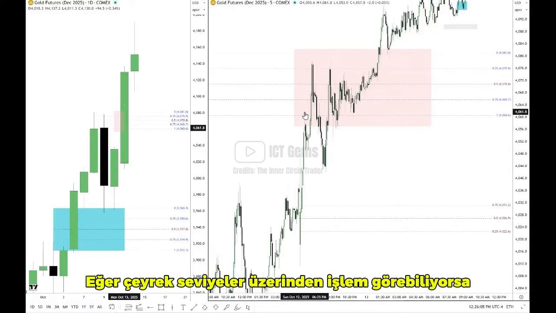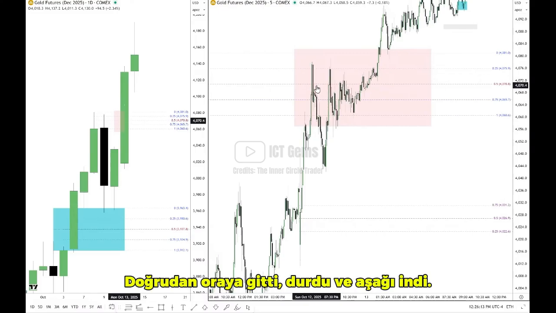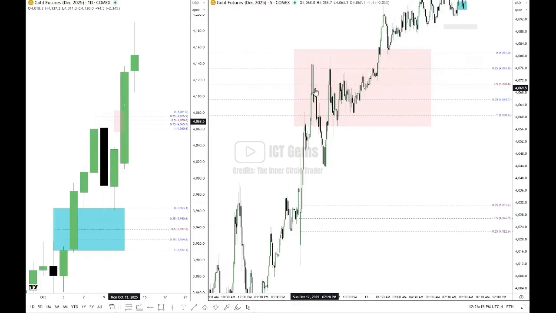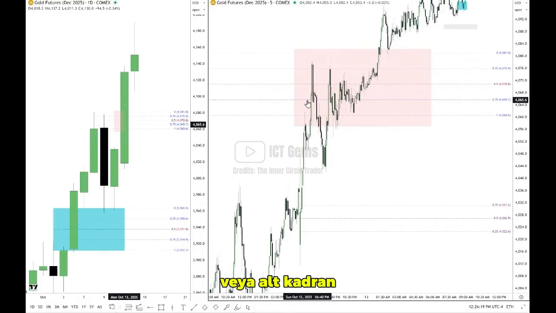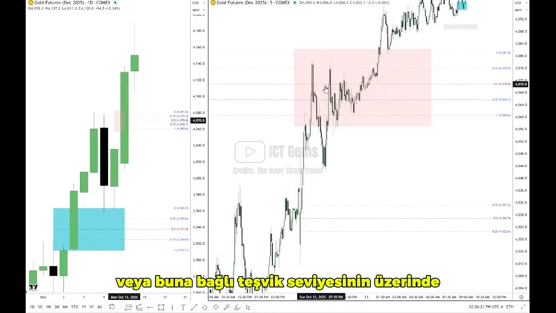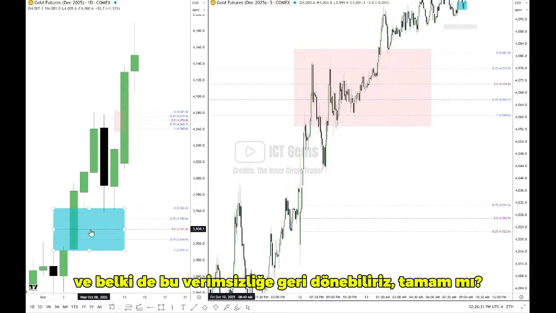Here's the tip, okay? If it can trade through the quadrant levels and it doesn't stop, like see how this right here went right to it and stopped and went lower? If you see that at anything like the consequent encroachment or the lower quadrant, and there's no bodies in the upper half or above the consequent encroachment level, then this is probably going to have a turtle soup scenario. In other words, it's going to come back down and maybe come back into this inefficiency.